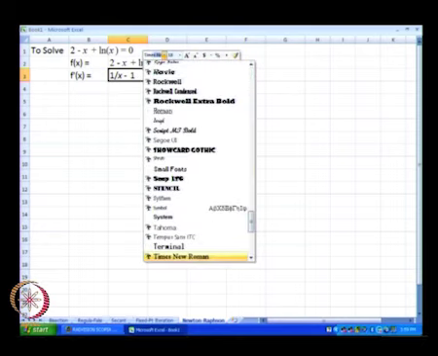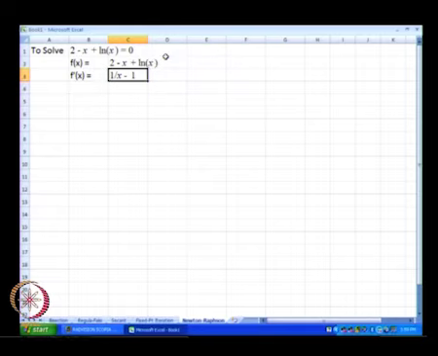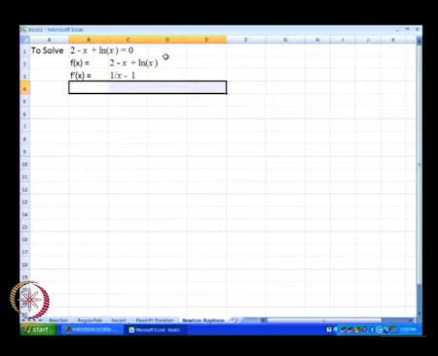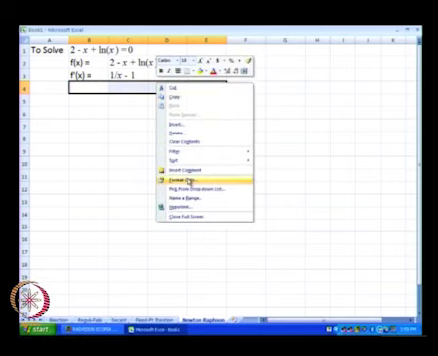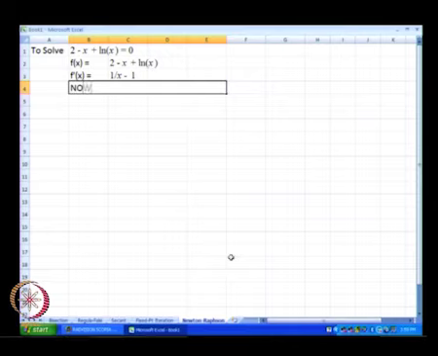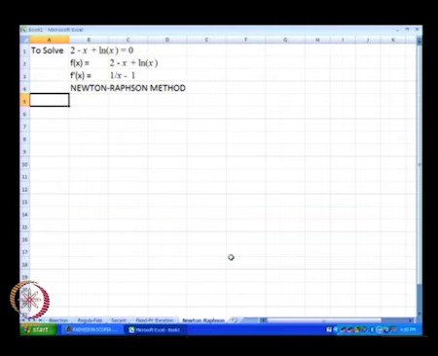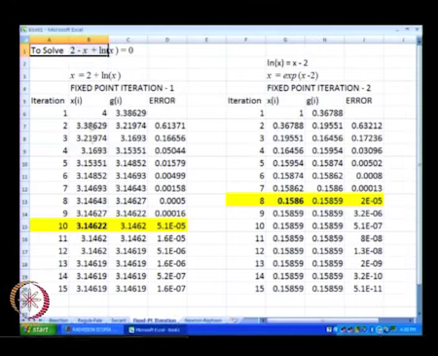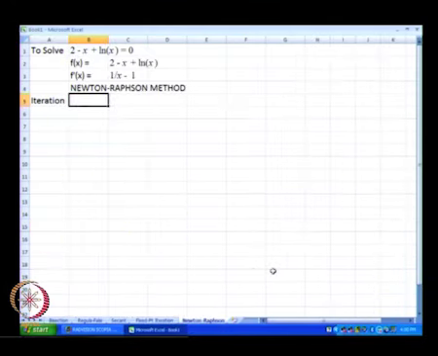Just make this Times New Roman. Okay. So now for Newton-Raphson's method, we need f of x, we need f dash of x, and that's essentially what will be sufficient for us to start with our Newton-Raphson's method. And I will just write down Newton-Raphson. Okay. So iteration we have as before, we will have xi, fi and f dash I.